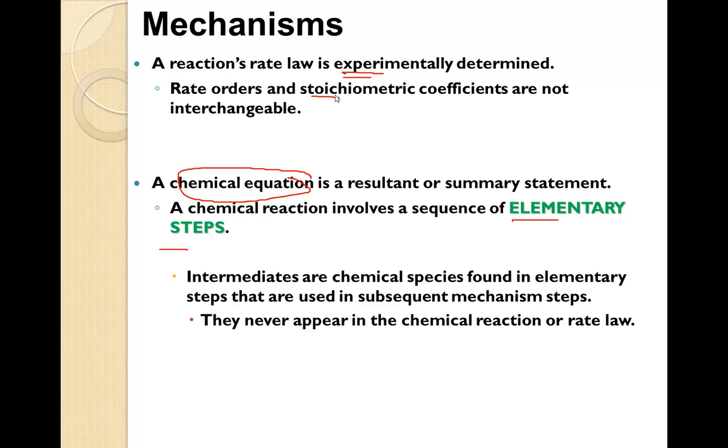Intermediates are chemical species found in elementary steps that are used in subsequent mechanism steps. They never appear in the chemical reaction or rate law.